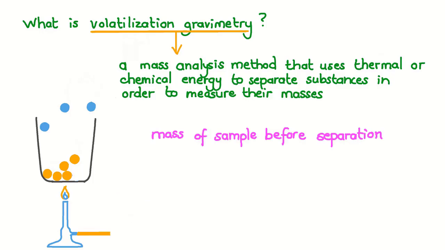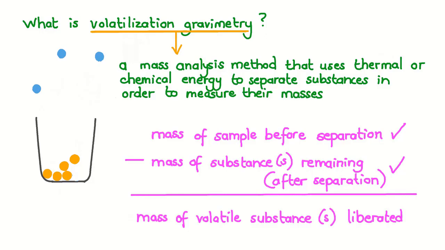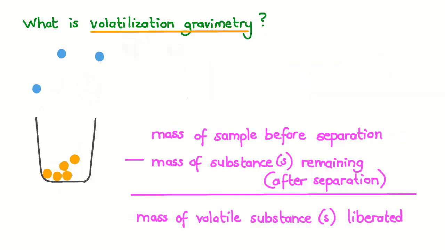their masses. If the mass of the original starting sample before separation is known, and the volatile components are driven off through heat energy or a chemical reaction, then the mass of the substances remaining after separation can be determined by weighing the vessel. If we then find the difference between these two masses, we get the mass of volatile substances liberated. This simple calculation is the main principle of volatilization gravimetry.